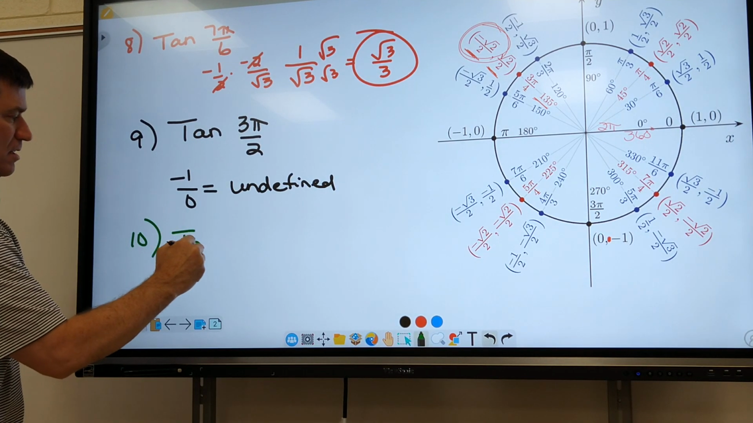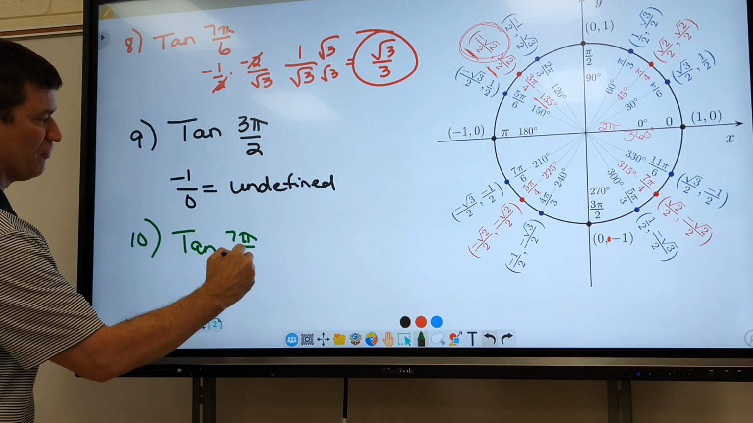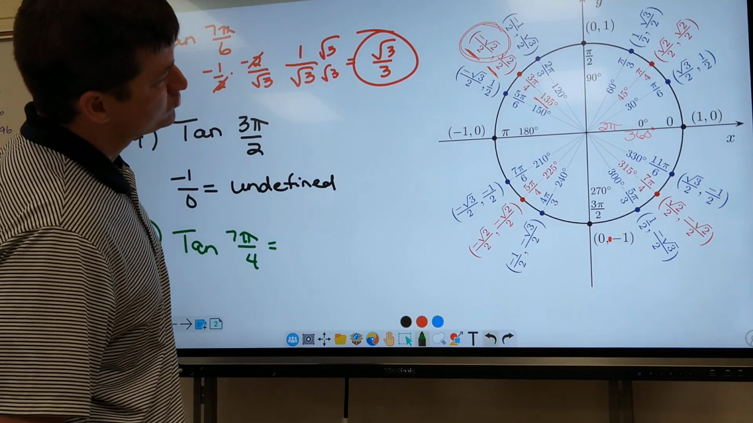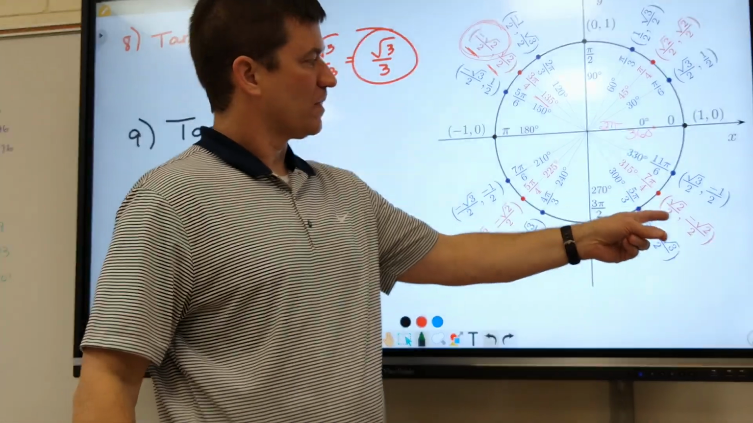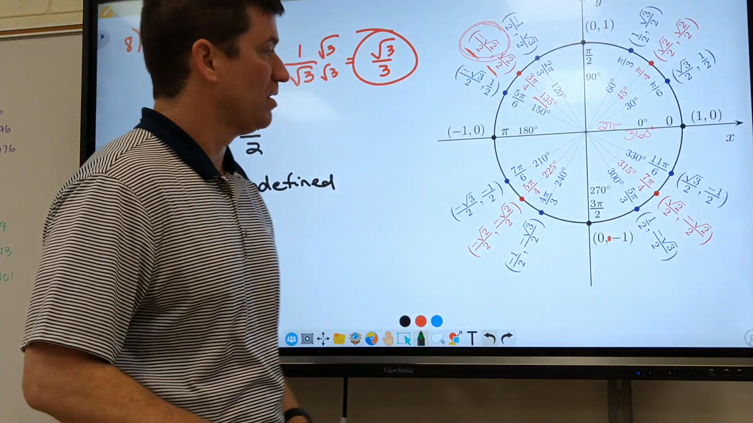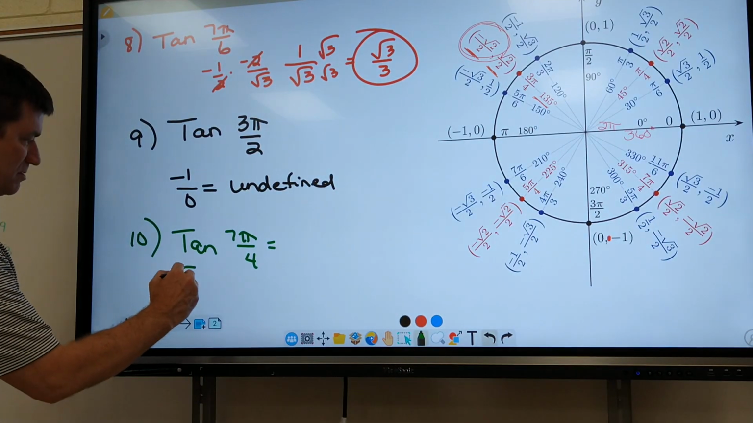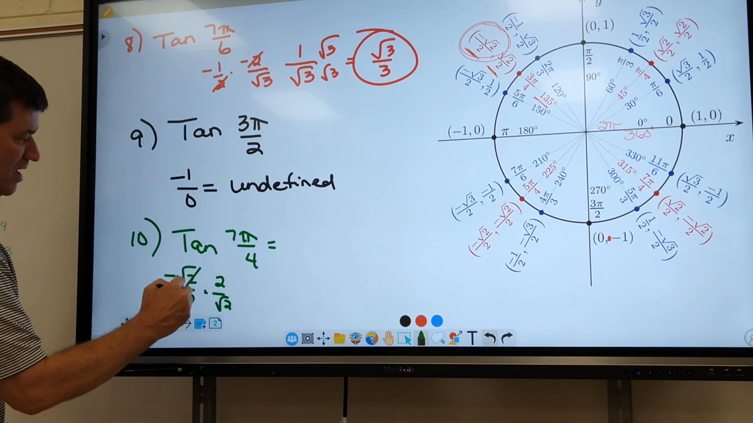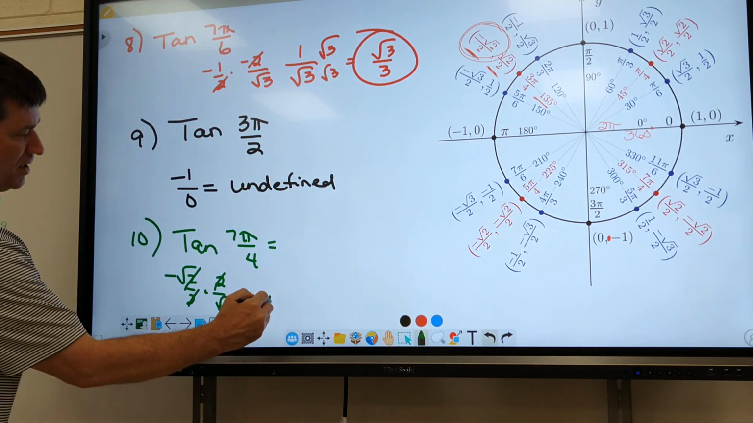10, tangent of 7 pi over 4. Alright, so 7 pi over 4. Here it is, I can look at it. That's going to be an easy one. Y over x. Everything cancels out, so it's negative 1.